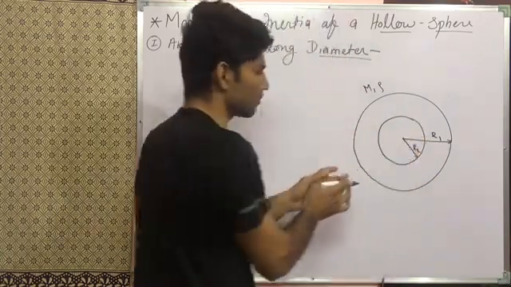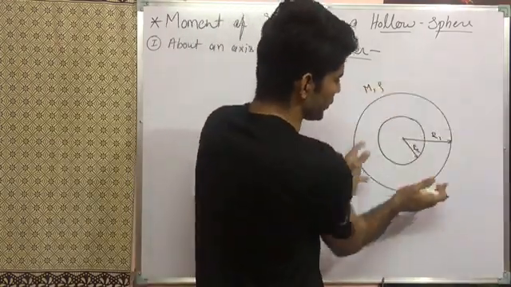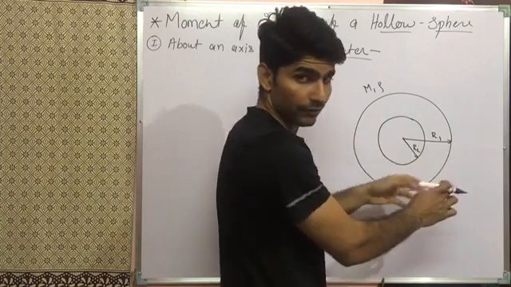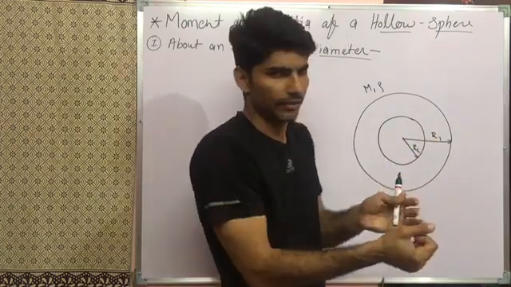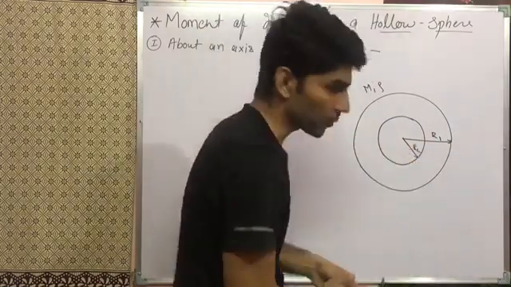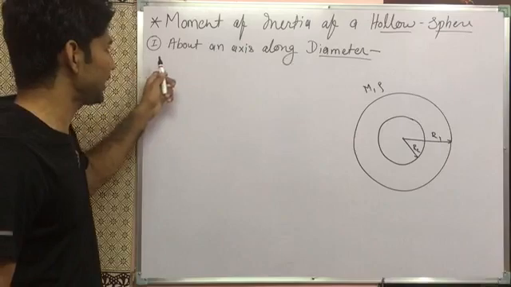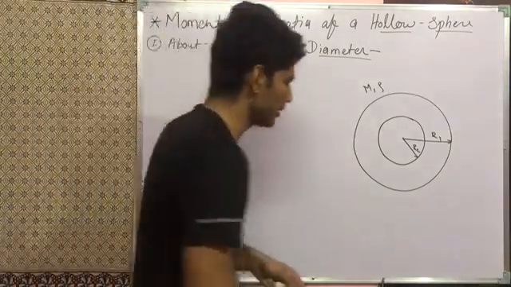So this is the hollow sphere, and we can imagine that this was the complete sphere of radius R1. We took out a sphere of radius R2 from it and we got this hollow sphere. For this we will determine the moment of inertia, and in the first case we will take an axis along the diameter and passing through its center.